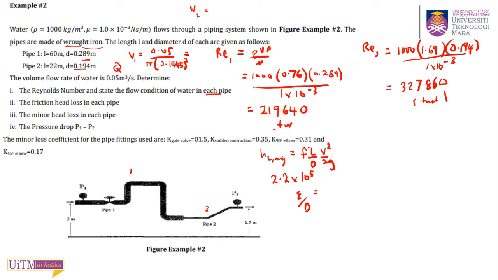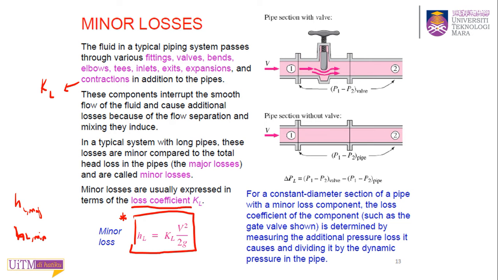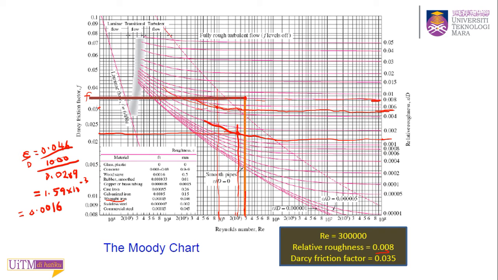So your F is 0.023, and you can plug your value into the equation. 0.023 times L, the length of pipe 1, 60 meter, times the V for pipe 1, 0.76 squared, over D, the diameter of pipe 1, 0.289. Oh, this is wrong. It should be 0.289.